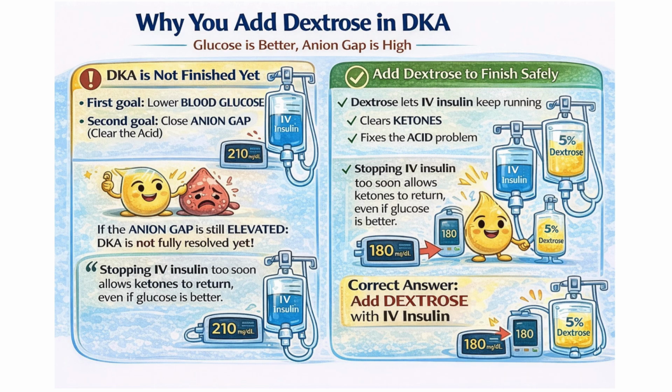Stopping insulin or switching too early to injections can cause DKA to come back. Stopping fluids can worsen dehydration. The goal is to keep insulin running until the acid problem is fixed. When the anion gap closes, DKA is resolved. That is why dextrose is added. And that is why option B is correct.